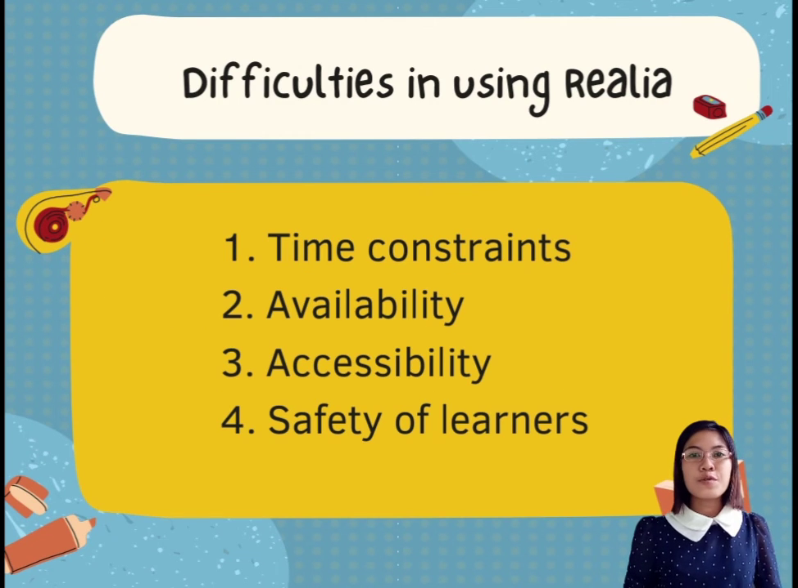The difficulties in using Realia is the time constraints. So a teacher may find it too time-consuming in using a particular type of Realia. Also, its availability. The real thing or experience may not be readily available. Also, its accessibility. The object or experience may be available but not easily accessible. Then also, the safety of learners. The real thing could endanger the safety of learners.